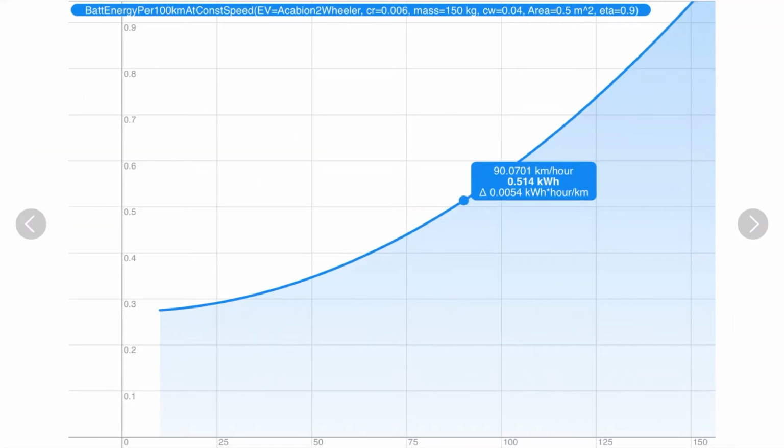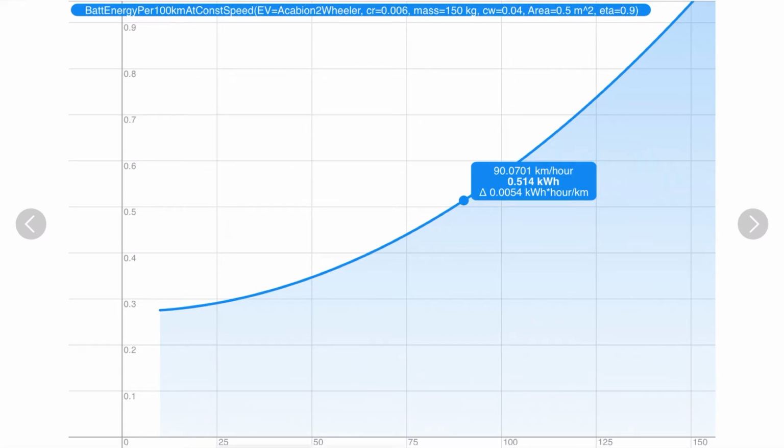And one of his statements in his videos was that for 90 kilometer per hour, the consumption can be only 0.5 kilowatt hour. So this is a completely different range of consumption here. And what did I assume here? I'm assuming here bike tires with a rolling resistance of 6 thousandths. I have a mass here of 150 kilogram.